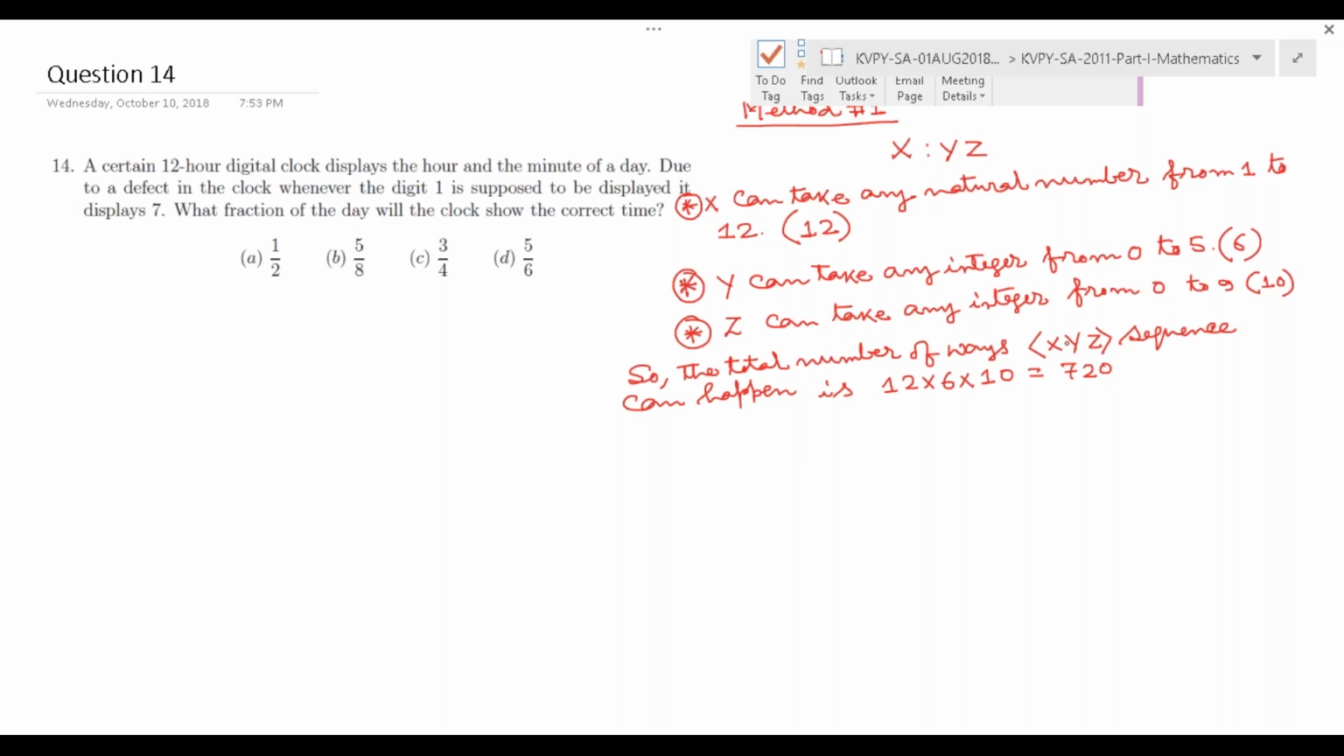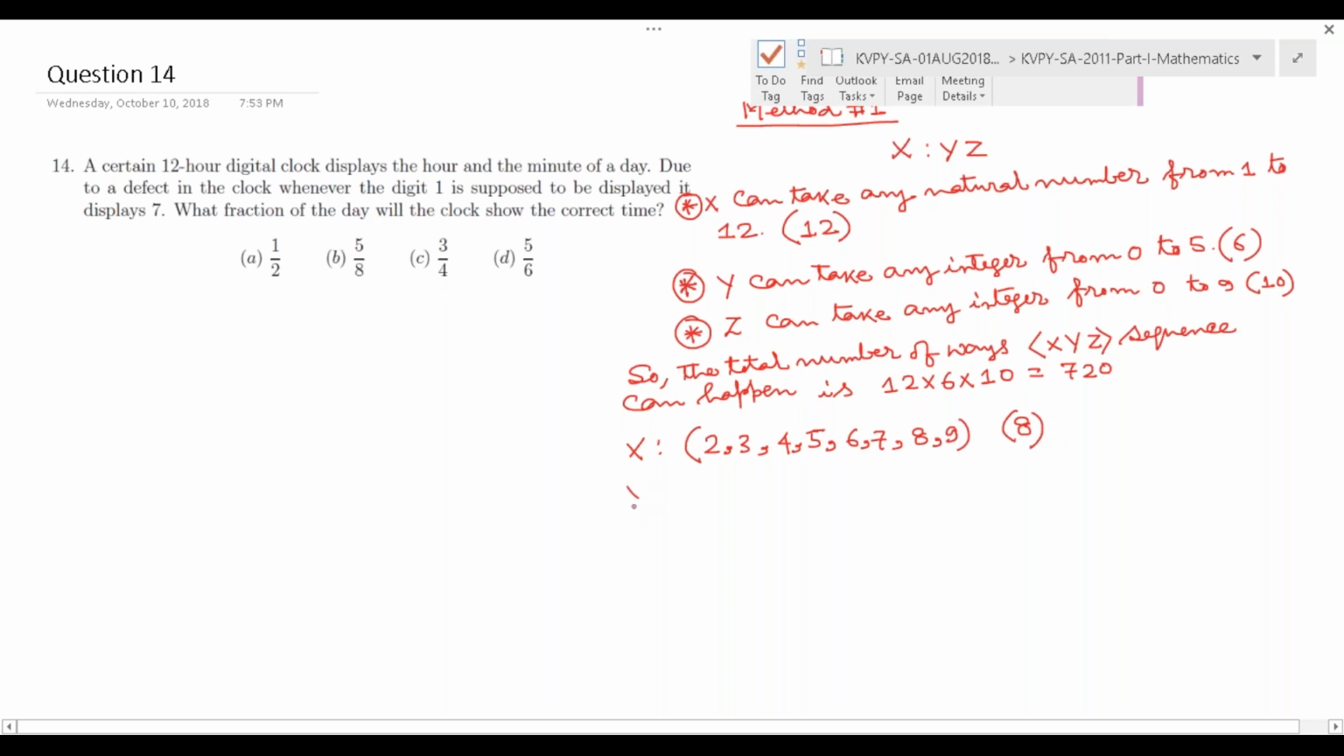So what is the correct timing? Correct timing for X, Y and Z, that we are going to find out. Due to this malfunction, X can take values from the list 2, 3, 4, 5, 6, 7, 8 and 9, which is 8 numbers. These are the correct values it can take.